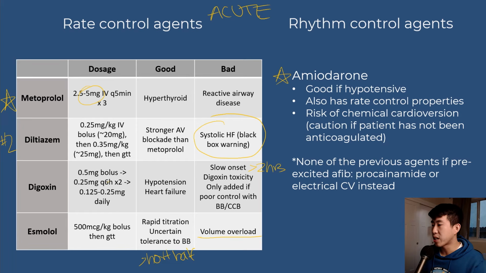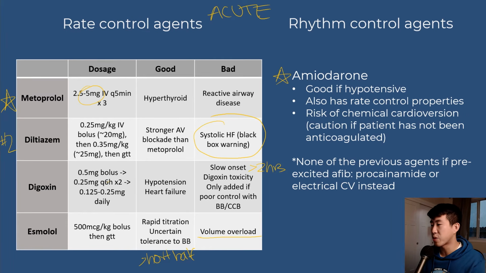One thing that I did want to bring up is that none of the previous agents that I've talked about, these 5 agents, should be given if the patient has pre-excited atrial fibrillation. In that situation, you give procainamide, or you just go directly to electrical cardioversion instead.